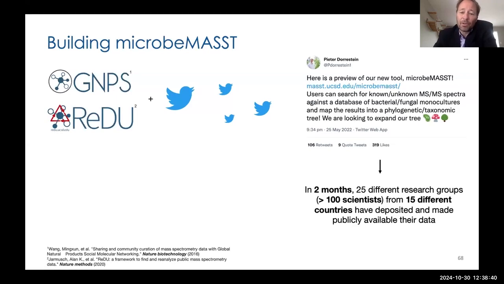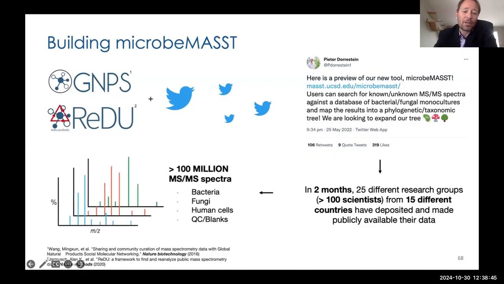So in 2 months, we had about 100 scientists that reached out for this, and we curated more than 100 million MS/MS spectra that have been observed in microbes grown in culture, so of bacteria, fungi, and we added human cells as sort of a control, that if this metabolite is observed in bacteria and fungi and in human cells, then it's probably not only produced by bacteria. And so, for example, tryptophan would be found in many of these.